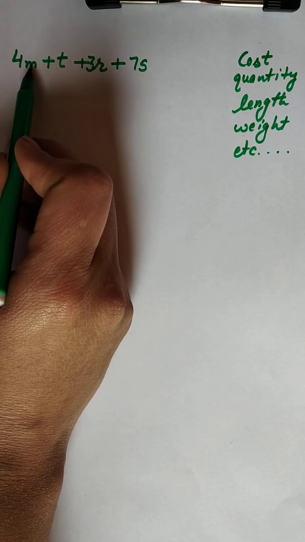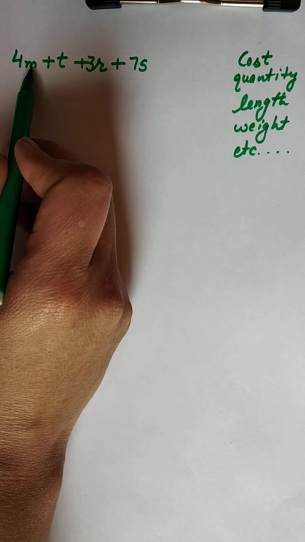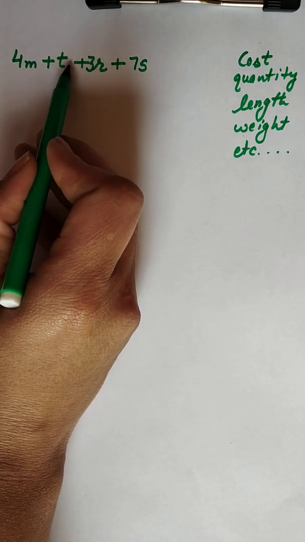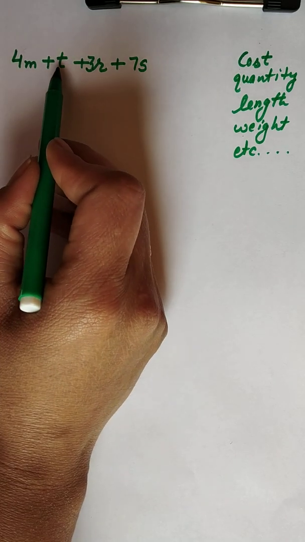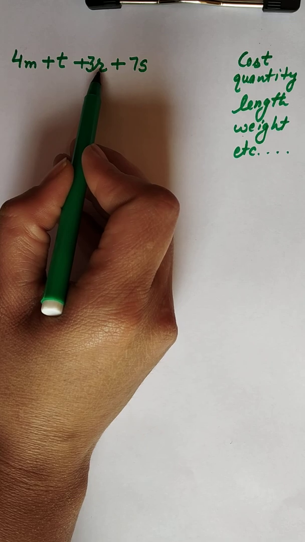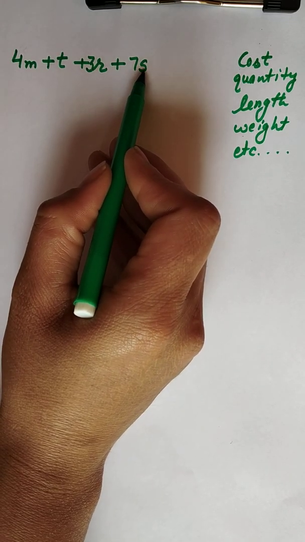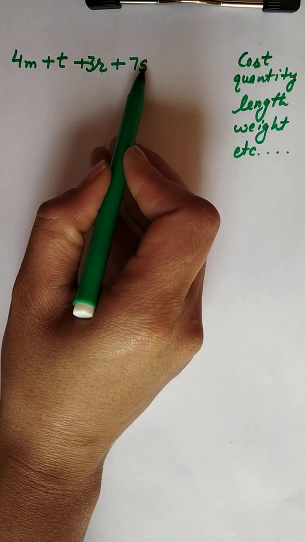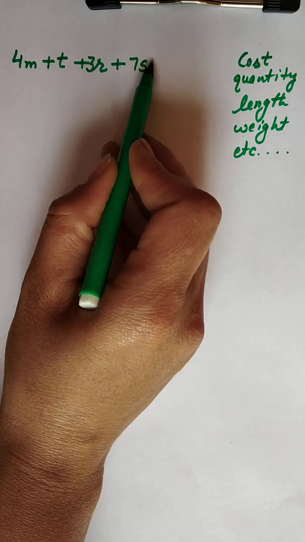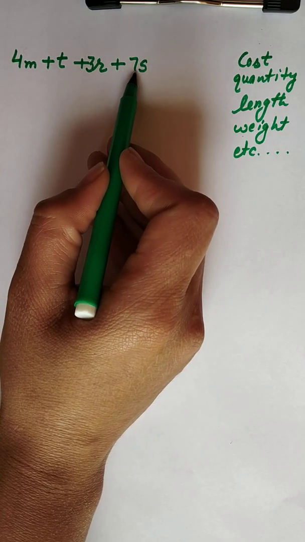we are having 4 times M, means the object is 4 times and M is the cost of each such object. T is the cost of some other object and the quantity of that object is 1. R is the cost of the third object and its quantity is 3. S is the cost of the fourth object and its quantity is 7. That means 7S is the cost of 7 objects. Okay.